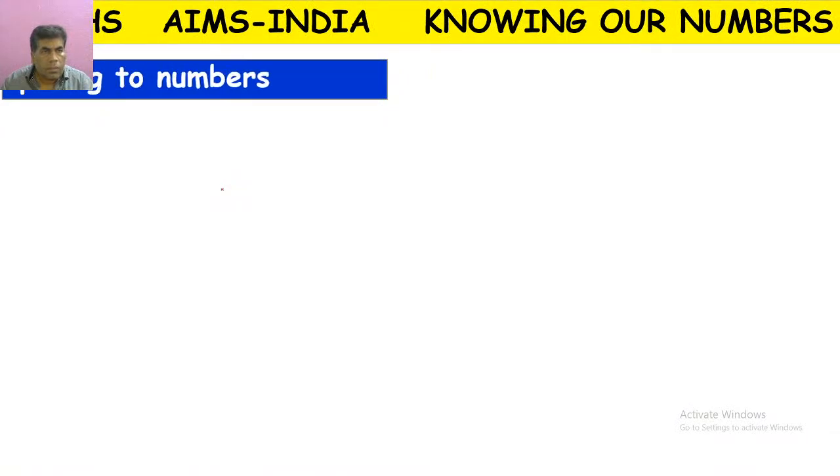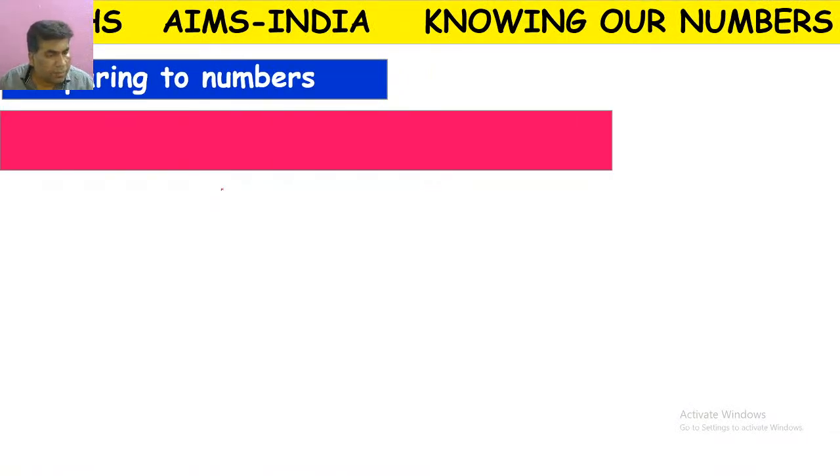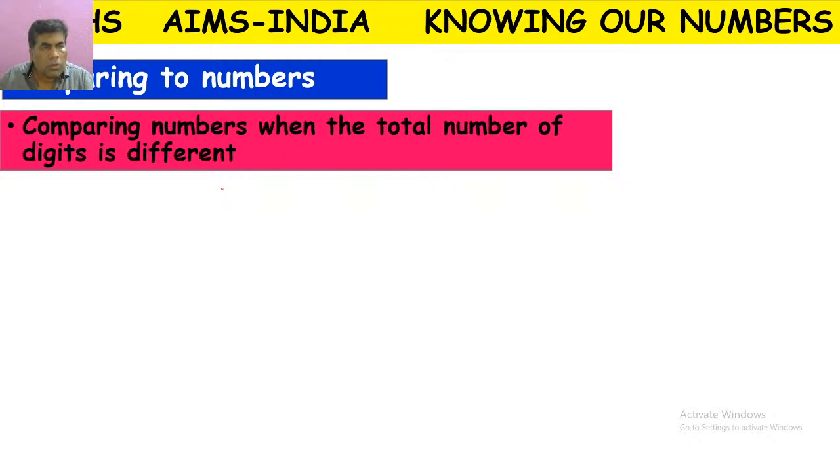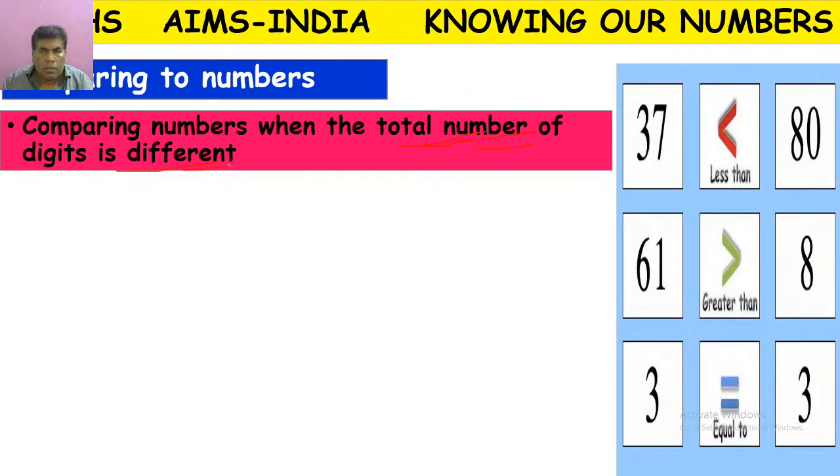Okay. So next, comparing numbers. Here the condition is that the total number of digits is different. If the number of digits are different, how do we compare the numbers? We have mathematical signs like less than, greater than, equal to. These mathematical symbols are there for comparing the numbers.